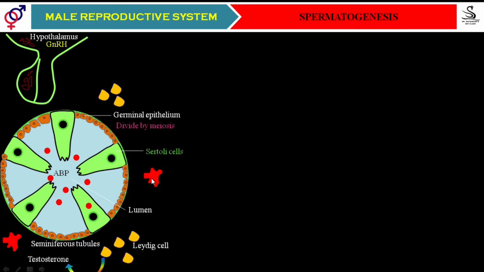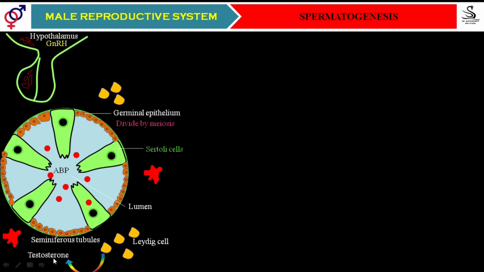In my previous video I have even explained how the hormones act on the Leydig cells and testosterone is secreted, and what is the role of testosterone in the male body. Already I have discussed that in my previous video. Please watch that video to understand the secondary sexual characteristics which are developed with the help of testosterone. So today we are going to mainly focus on spermatogenesis.